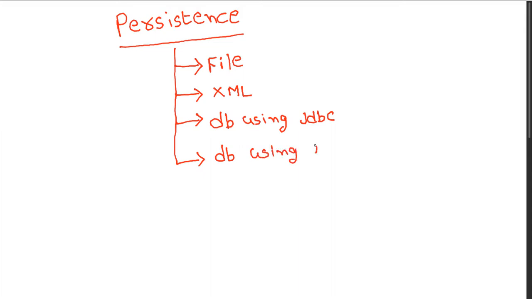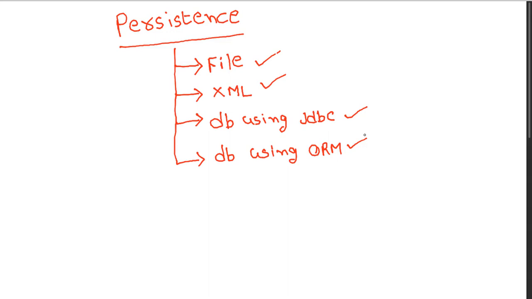So finally, in Java, if you want to save the data permanently, you can use any one of these four ways. Either you can save the data in a normal file, or in an XML file, or in a database using the JDBC API, or in a database using ORM tools. Any ORM tool you can use.